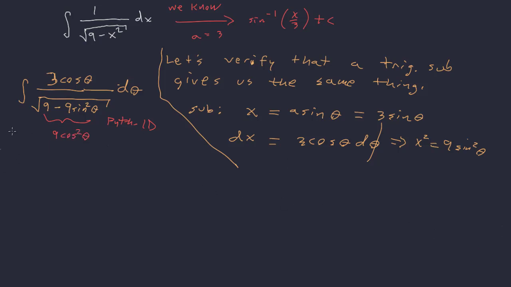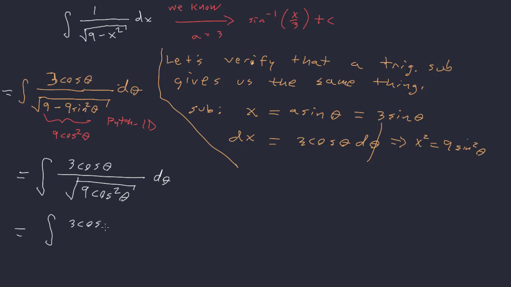So when we do this, we'll have the 3 cosine theta up on the top. That doesn't change. But underneath the square root, it becomes 9 cosine squared theta, d theta. And now this simplifies down to 3 cosine theta all over 3 cosine theta. Well, isn't that nice? That all just cancels out. And so what we have is the integral of 1 d theta. Integrating 1 with respect to theta is just theta plus c.